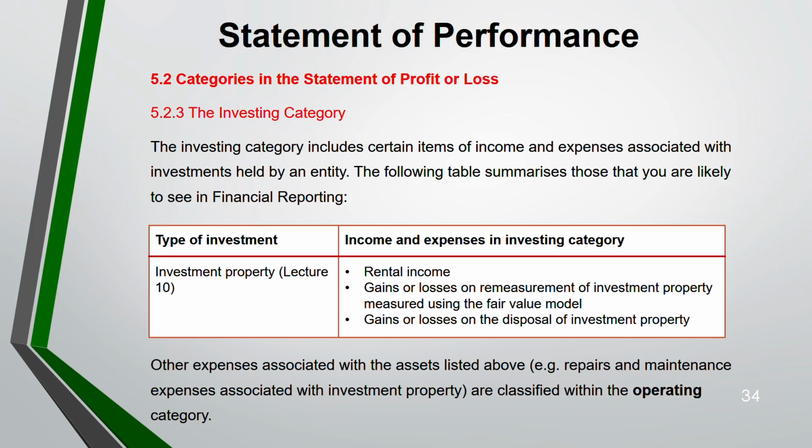So other expenses that are associated with the assets listed above, for example, repairs and maintenance associated with investment property, will fall under the operating category, not the investing category. Please understand, for repairs and maintenance, I'm talking about repairs and maintenance expenses relating to any of this investment property. The four items that we have just gone through, financial asset, investment property, cash and cash equivalent, and associate, fall under the investing category. That's why I've highlighted it in bold, investing category.